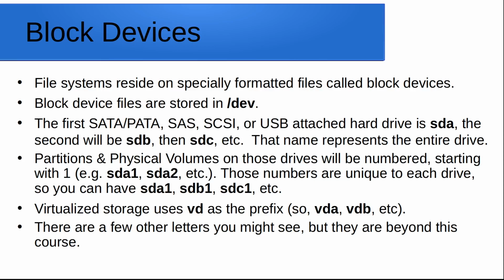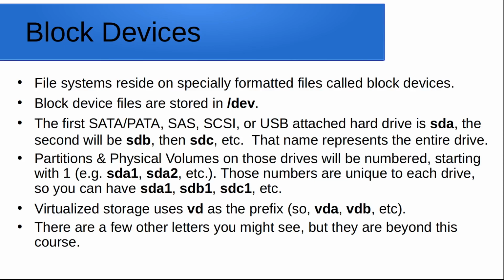File systems themselves reside on specially formatted files called block devices, and these are all stored in /dev from root. The first SATA, PATA, SAS, SCSI, or USB attached hard drive is sda, then sdb, then sdc, and so on and so forth, and that name's used to represent the entire drive. And then you can have partitions and physical volumes on those drives, which are numbered starting with 1. So sda1, sda2, sdb1, sdb2, and so on and so forth.